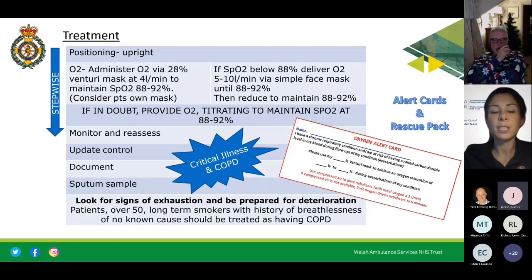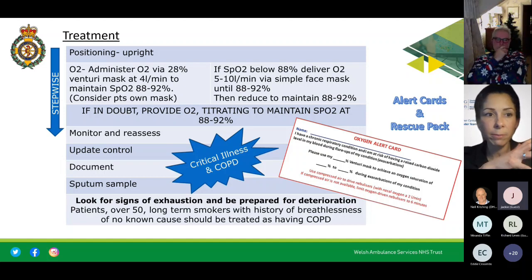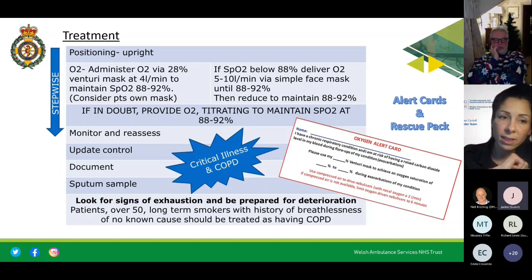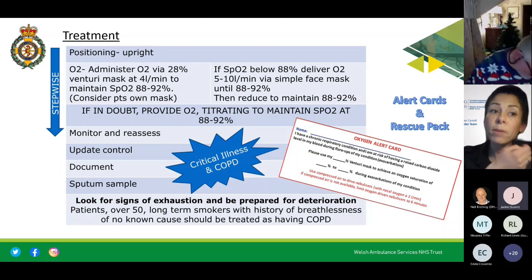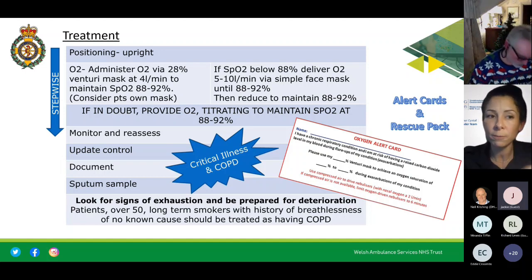So what we're trying to do is get those O2 levels to 88 to 92%, as we mentioned. So we're going to be administering O2 via the 28% Venturi mask at 4 litres, the JRCALC recommendation, just to maintain those oxygen saturations. If the patient is on home O2 and it's not doing enough, you might move across to our mask. If not, we might use their own mask, but on our oxygen, up to 4 litres to try and maintain those saturations.